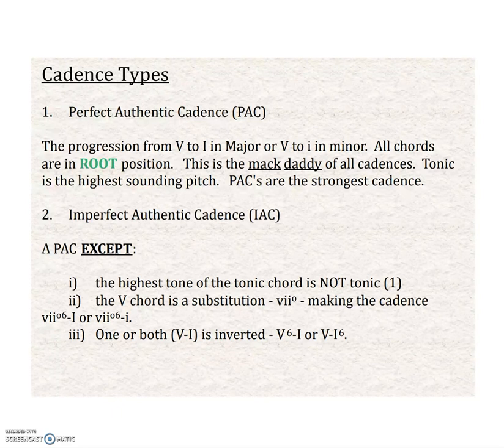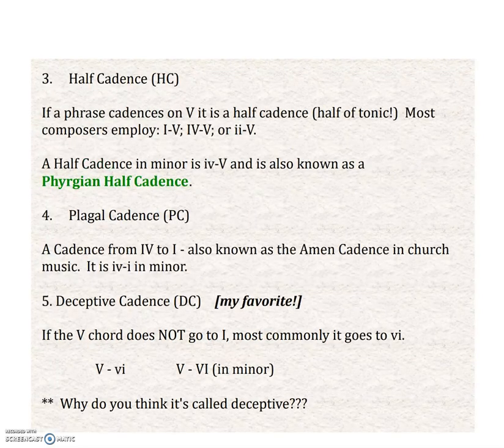The third one is both chords or one of them would be not in root position. So you could have 5-6 or you could have 1-6. It might sound like this. I have 3 in the soprano in that case, and the bass went 1-7-1, which meant that it was not in root position.